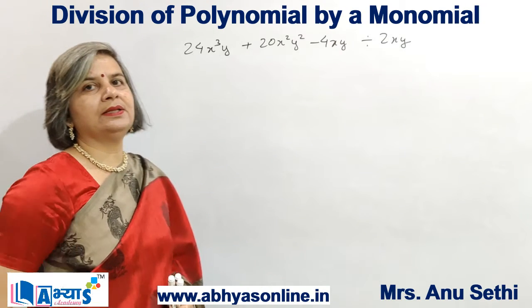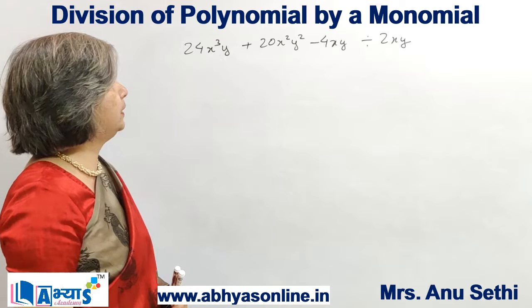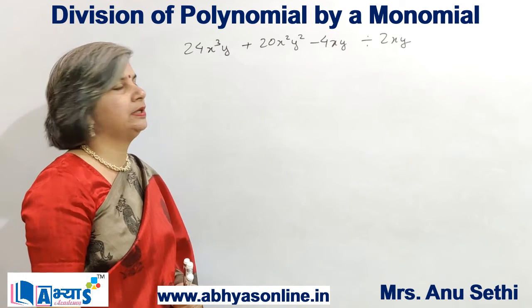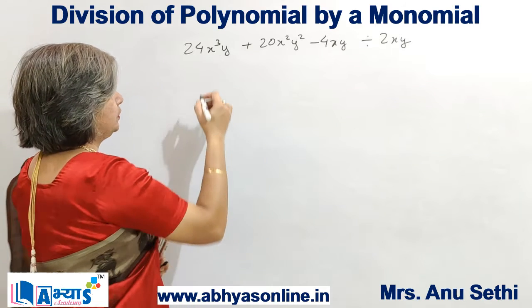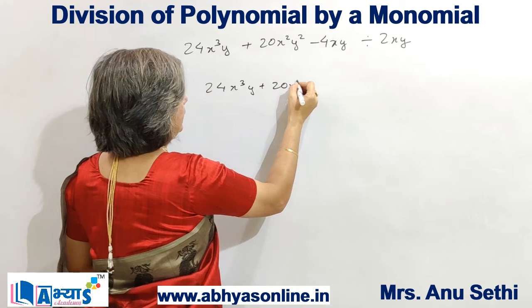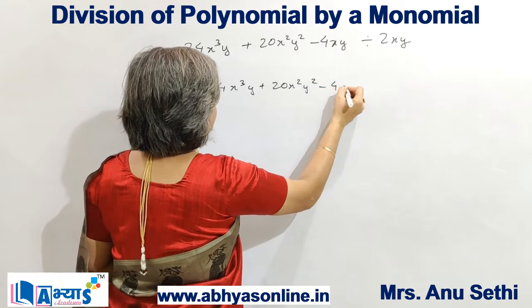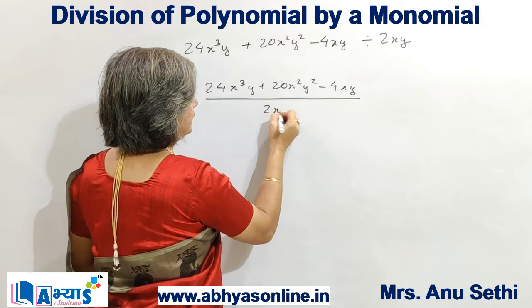Now let us take another example. Suppose I have to divide the polynomial 24x cube y plus 20x square y square minus 4xy by 2xy. We will follow the same procedure. I will write the polynomial in the standard form, that means 24x cube y plus 20x square y square minus 4xy. Now I will divide it by the divisor, that means 2xy.